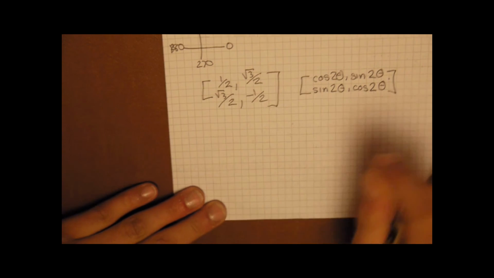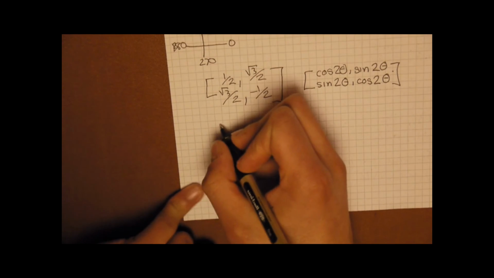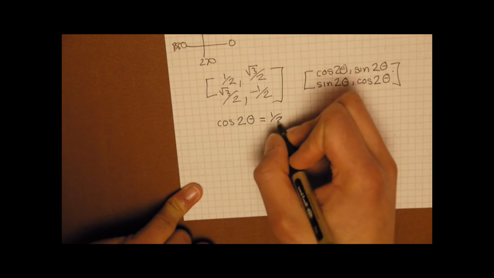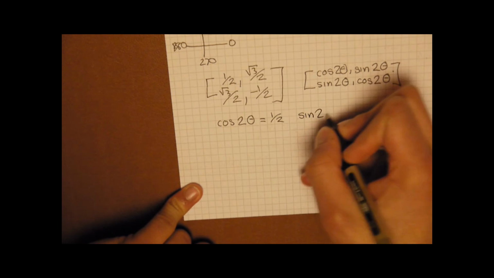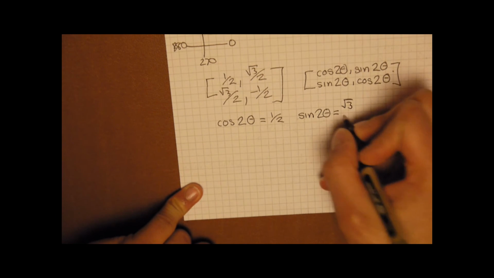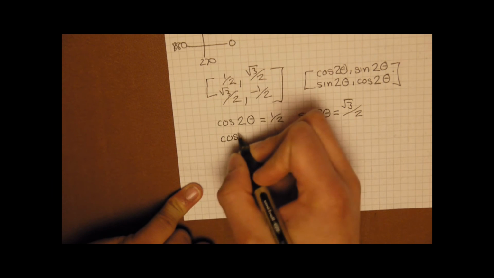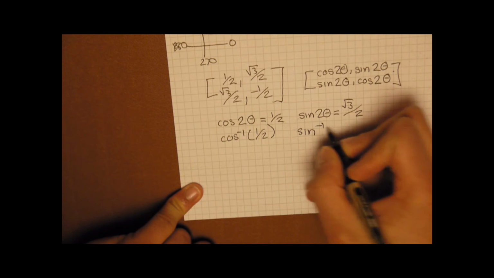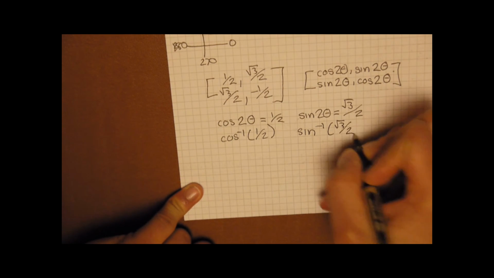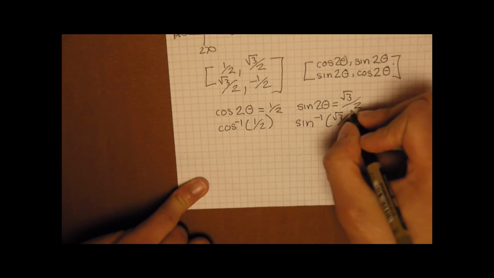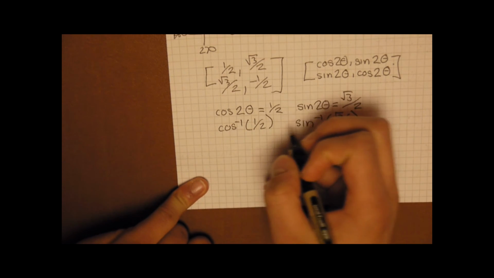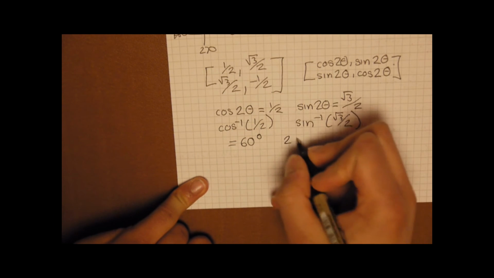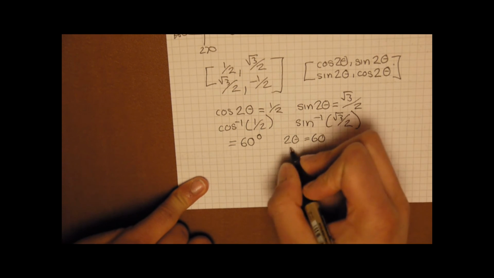Right then, so you're probably wondering again, how do we do it? Well, we know that cos 2 theta equals 1/2, and we know that sine 2 theta equals root 3 over 2. So again, if you do cos minus 1 of 1/2, and sine minus 1 of root 3 over 2, then you should get an answer of, what is it? Yep, it's 60 degrees. But as you know, 2 theta equals 60, theta equals 30.